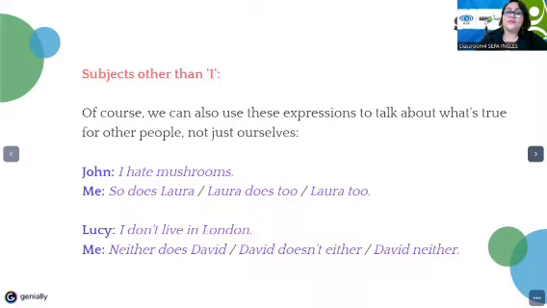Example, John says, I hate mushrooms. And the answer, So does Laura. Laura does too. Laura too. Again, John says, I hate mushrooms. And I answer, but I'm talking about Laura. So if I'm talking about Laura, there are different structures in which I can answer. So does Laura. Laura does too. Laura too.